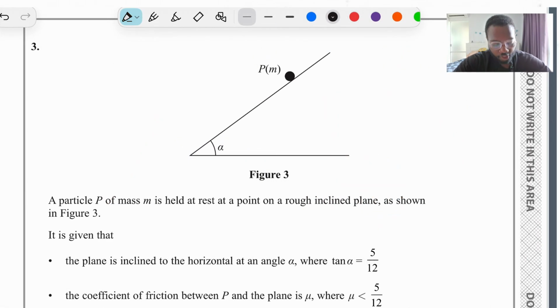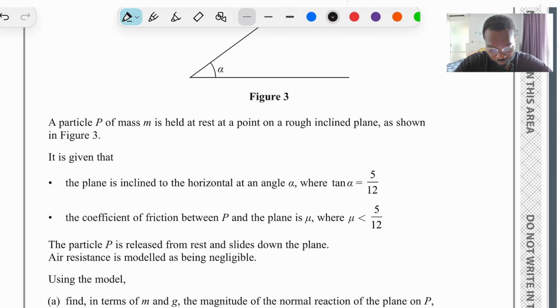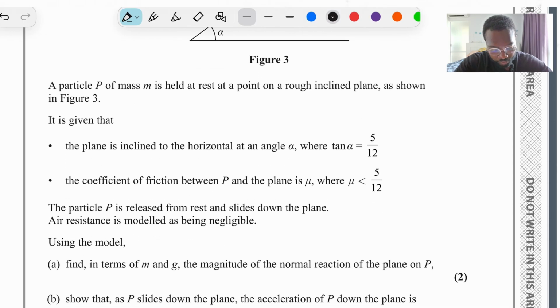Okay, so for question 3, we have a particle P of mass m. It's held at rest at a point on a rough horizontal plane, as shown in figure 3. It's given that the plane is inclined to the horizontal at alpha, where tan alpha is 5 over 12. The coefficient of friction between P and the plane is mu, where mu is less than 5 over 12. Particle P is released from rest and slides down the plane.